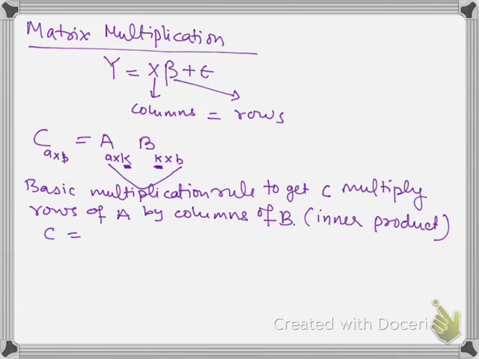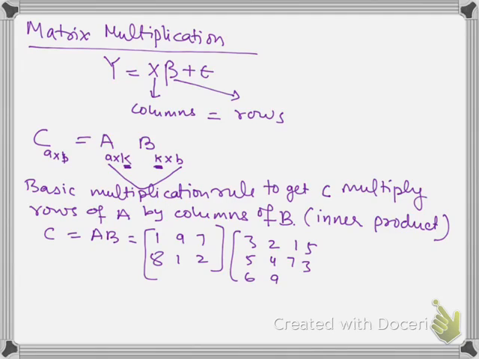So C is equal to A times B. Let's say 1, 9, 7, 8, 1, 2, and 3, 5, 6 (entries as read out). It's going to give you 90, 101, 106, 88, 41, 38, 27, 59. So the first row and the first column.